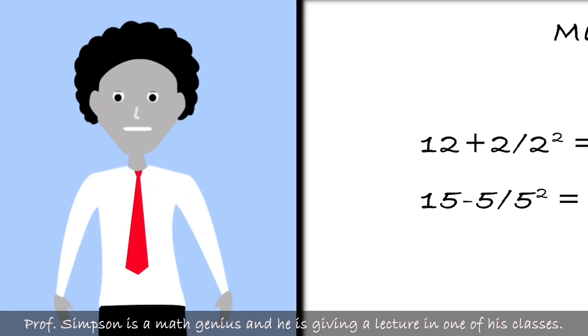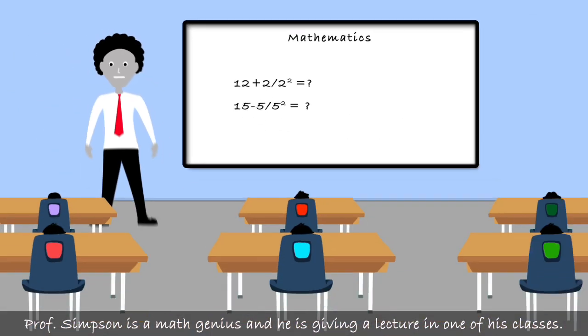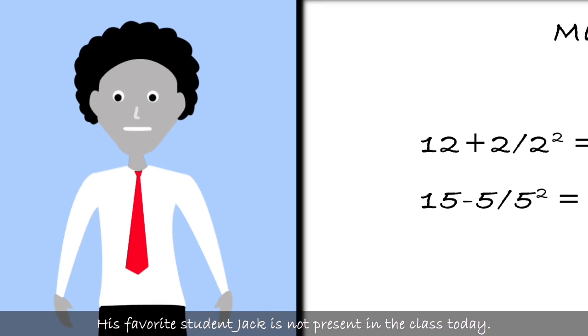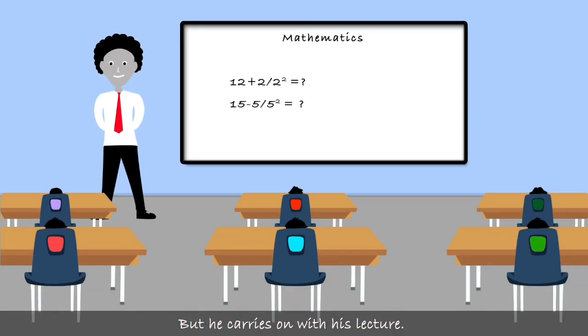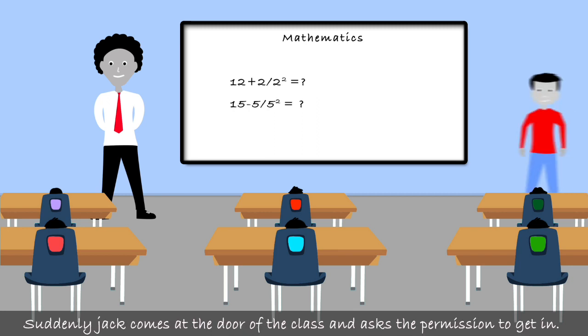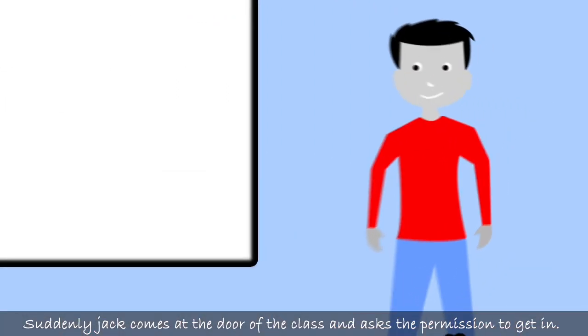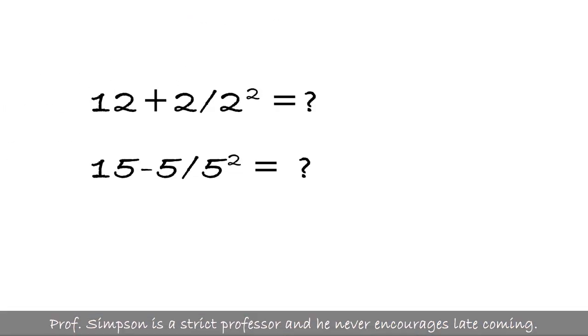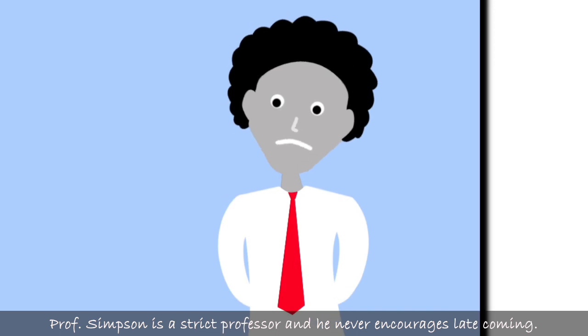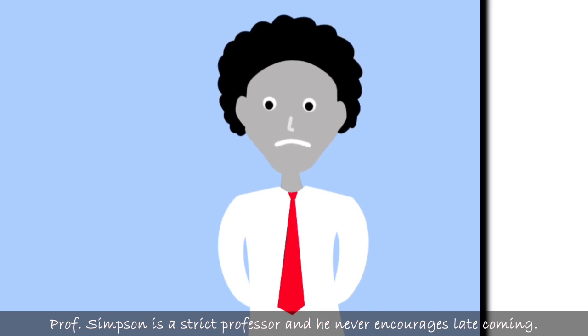Professor Simpson is a math genius and he is giving a lecture in one of his classes. His favorite student Jack is not present in the class today, but he carries on with his lecture. Suddenly, Jack comes at the door of the class and asks permission to get in. Professor Simpson is a strict professor and he never encourages late coming.